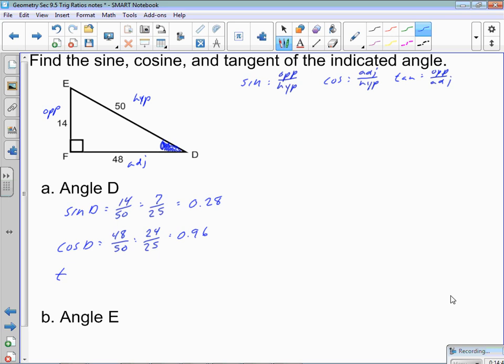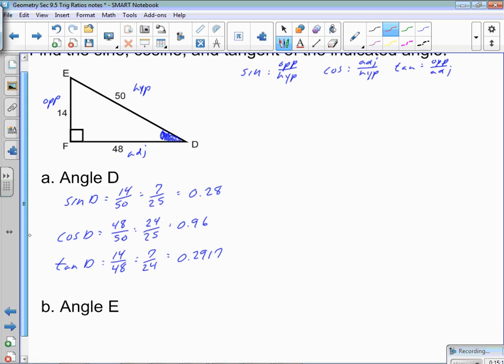And the tangent is 14 over 48, opposite over adjacent, which would reduce to 7/24, or would be 0.2917. All right, so that's for angle D.